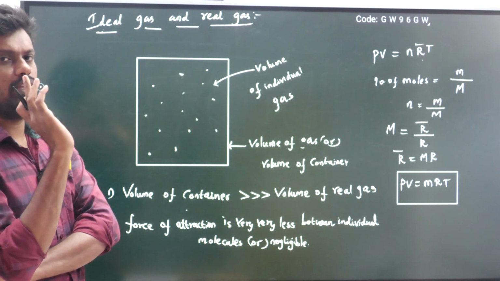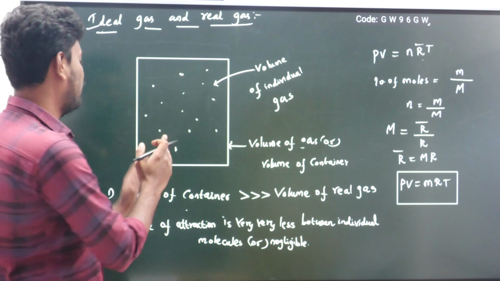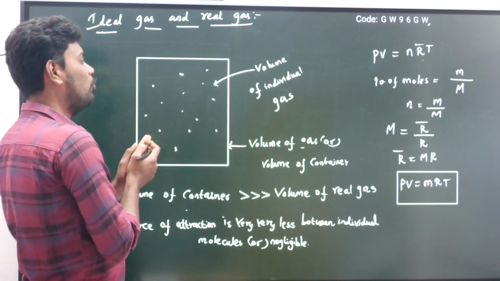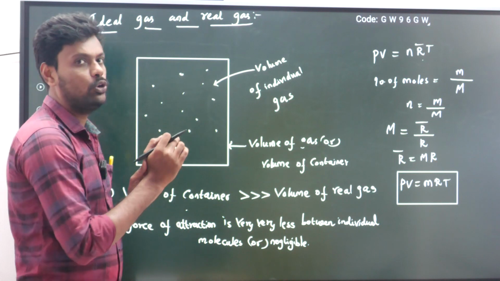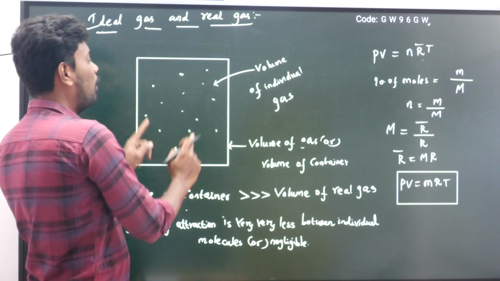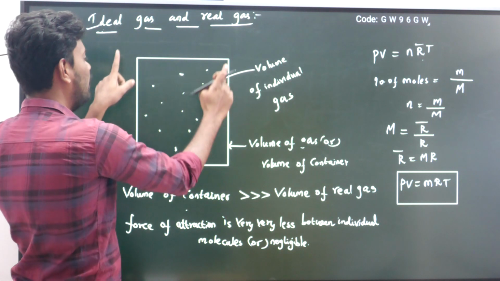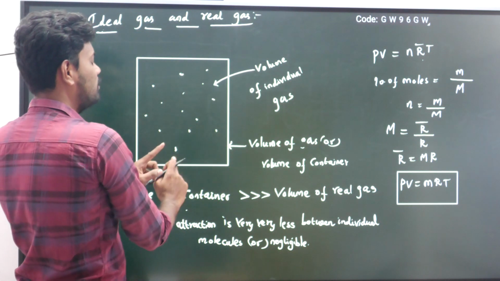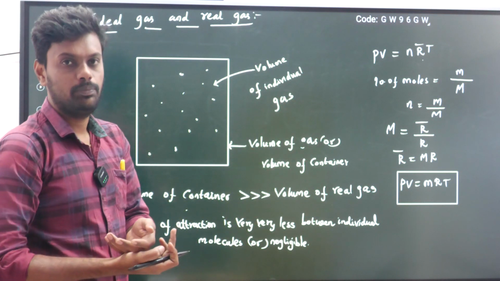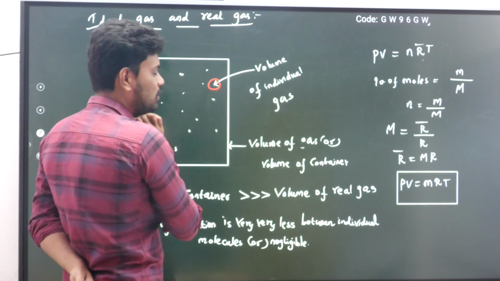Suppose you consider this, I am talking about ideal gas. For the ideal gas the force of attraction between two molecules will be very less or negligible, and also if you want to know the volume of the individual molecule, this is the total volume of the gas or container. If you compare the total volume with the volume of an individual molecule, definitely the volume of the container or the volume of gas is much higher than the volume of the individual molecule. Suppose I want to know the volume of the individual molecule which is present here.